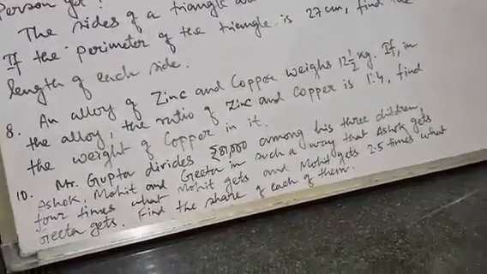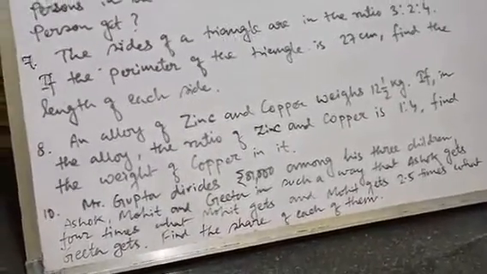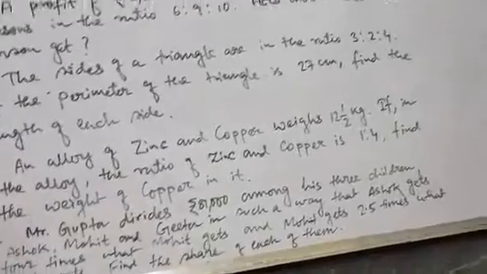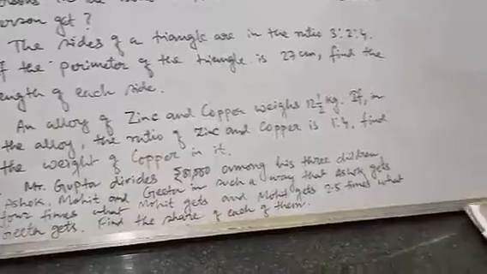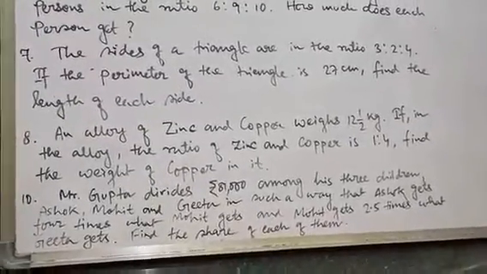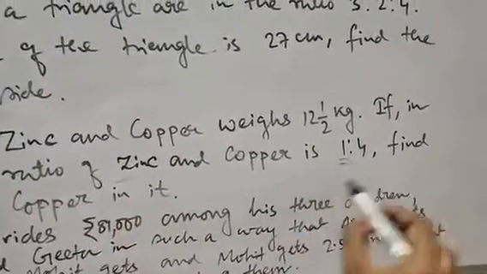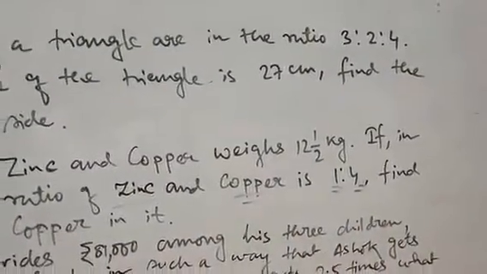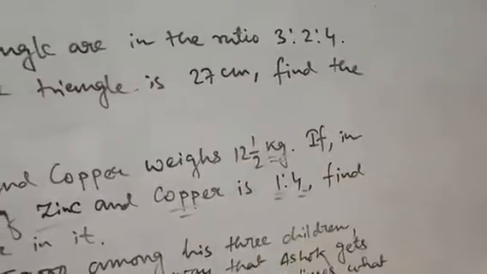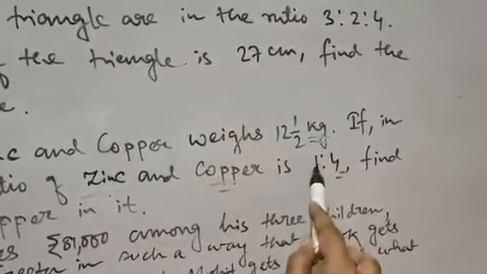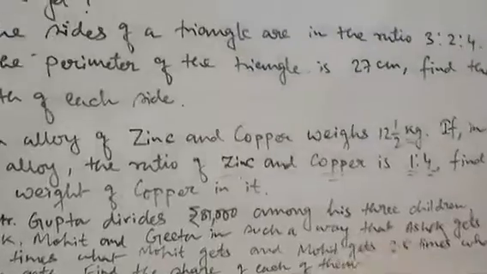So we have an alloy. Alloy means the mixture of more than one metal. So in this alloy there are two metals, zinc and copper, which weighs 12.5 kg. In the alloy, the ratio of zinc and copper is given 1:4. That means if zinc is 1 kg, then copper will be 4 kg, like this. Clear? I am talking about kg unit because here the unit is given kg. So if zinc is 1 kg, then copper will be 4 kg in that alloy. Clear? So we have to find out the weight of copper.